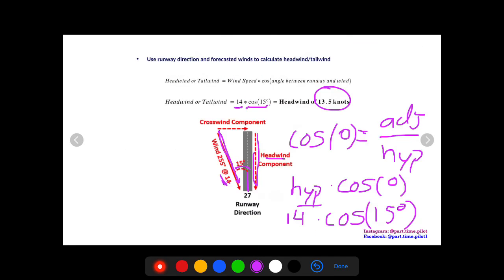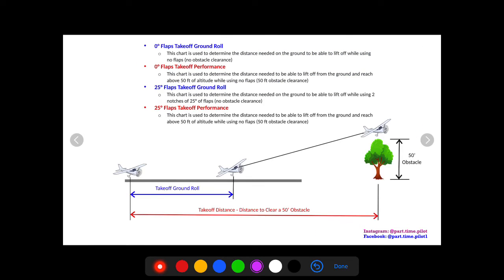So for our example, it would take us 850 feet to reach a speed to be able to lift off our wheels, and it would take 1450 feet to be able to take off, lift off our wheels, and reach over a 50-foot obstacle.